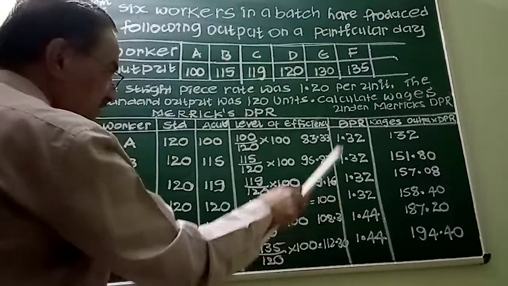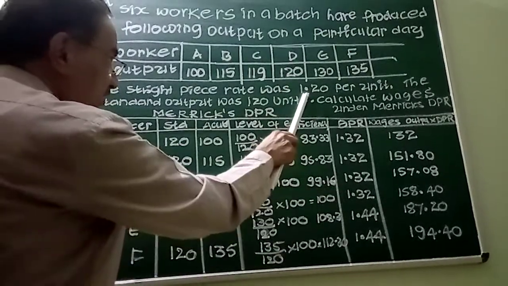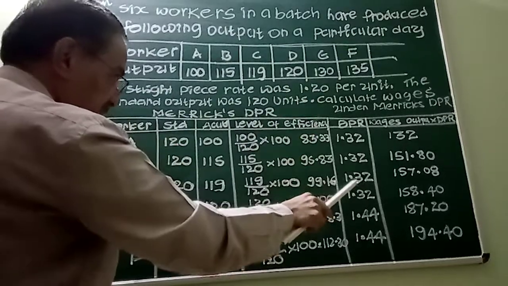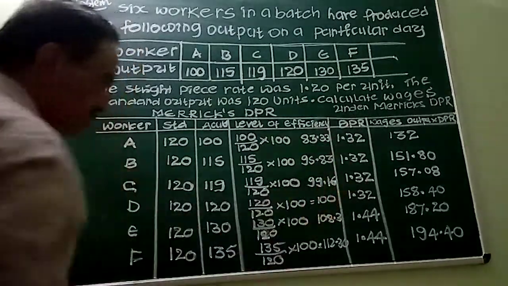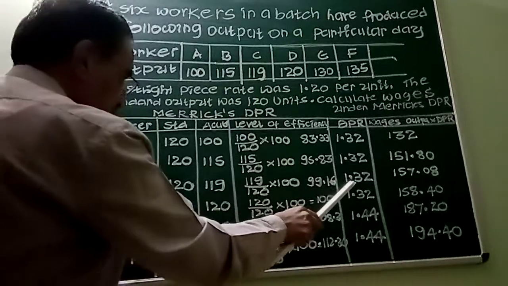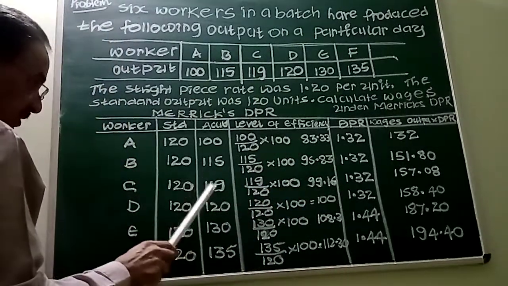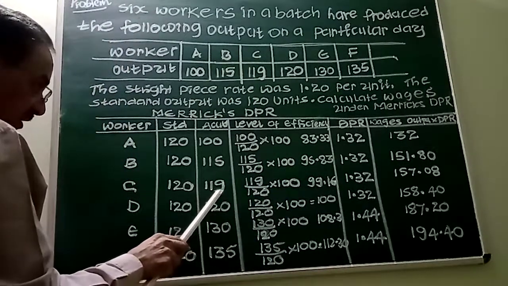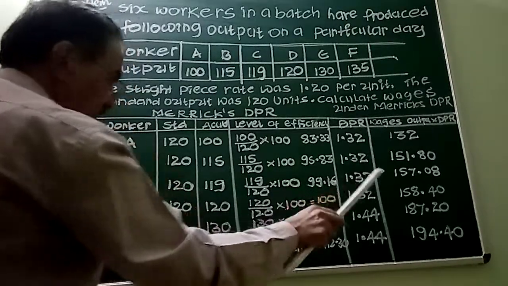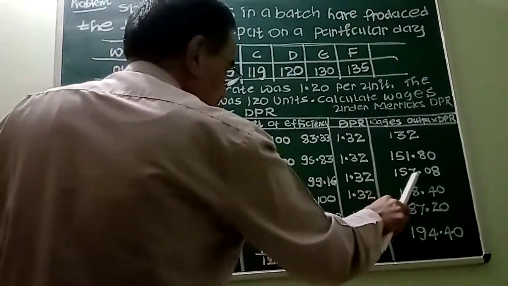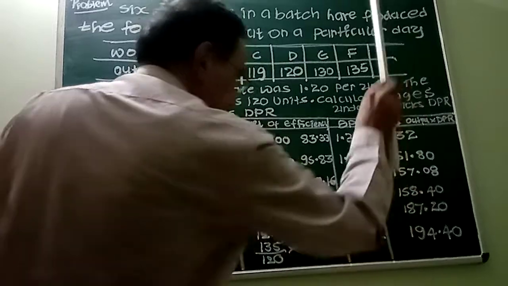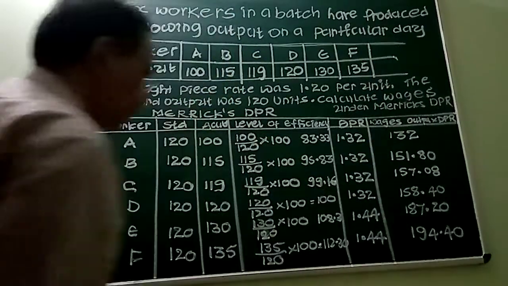Less than 100% means that is 110% of 1 rupee 20 paisa. Again it is 1 rupee 32 paisa. So this has to be multiplied with actual output. So actual output 119 into 1 rupee 32 paisa is equal to 157.08. He gets so much of wages.